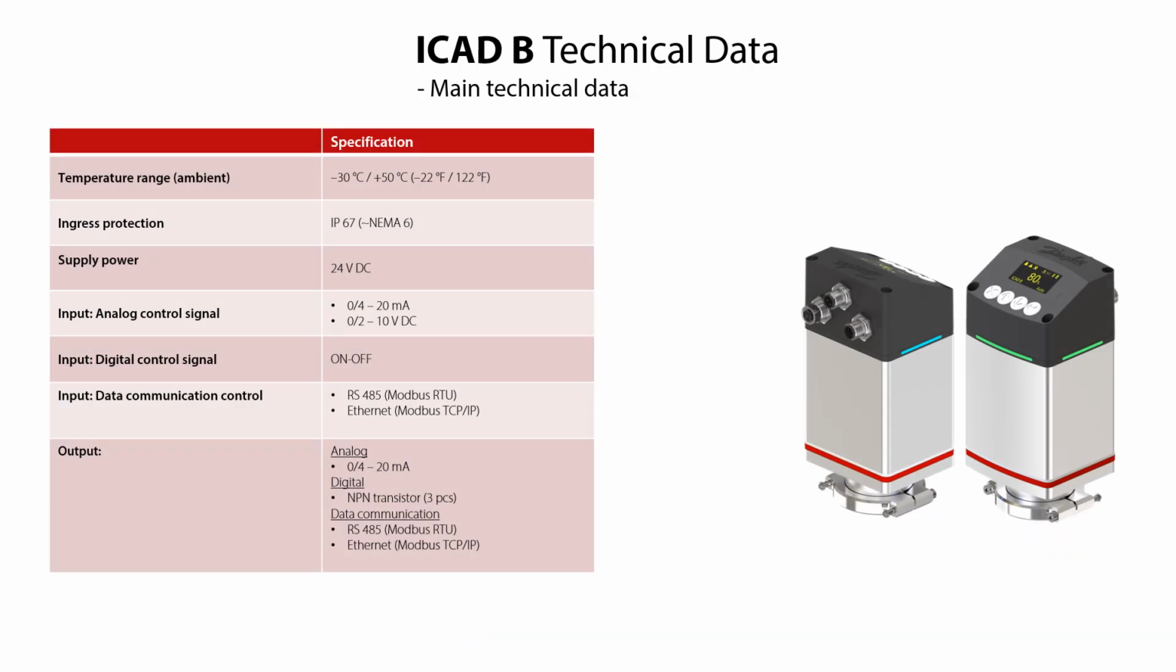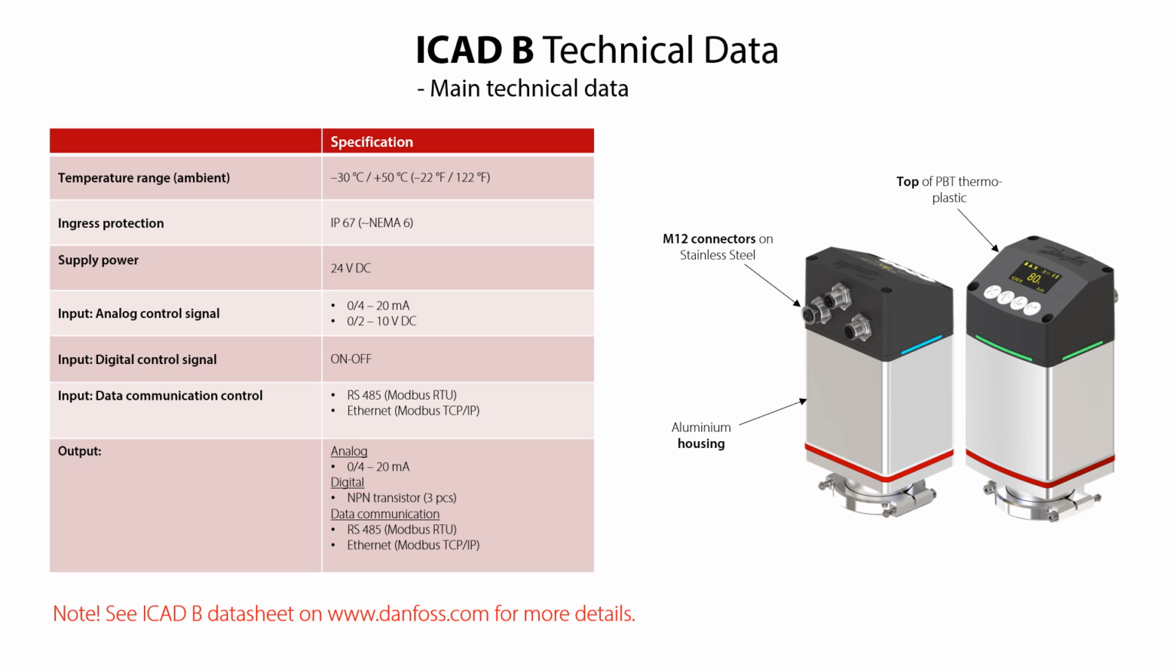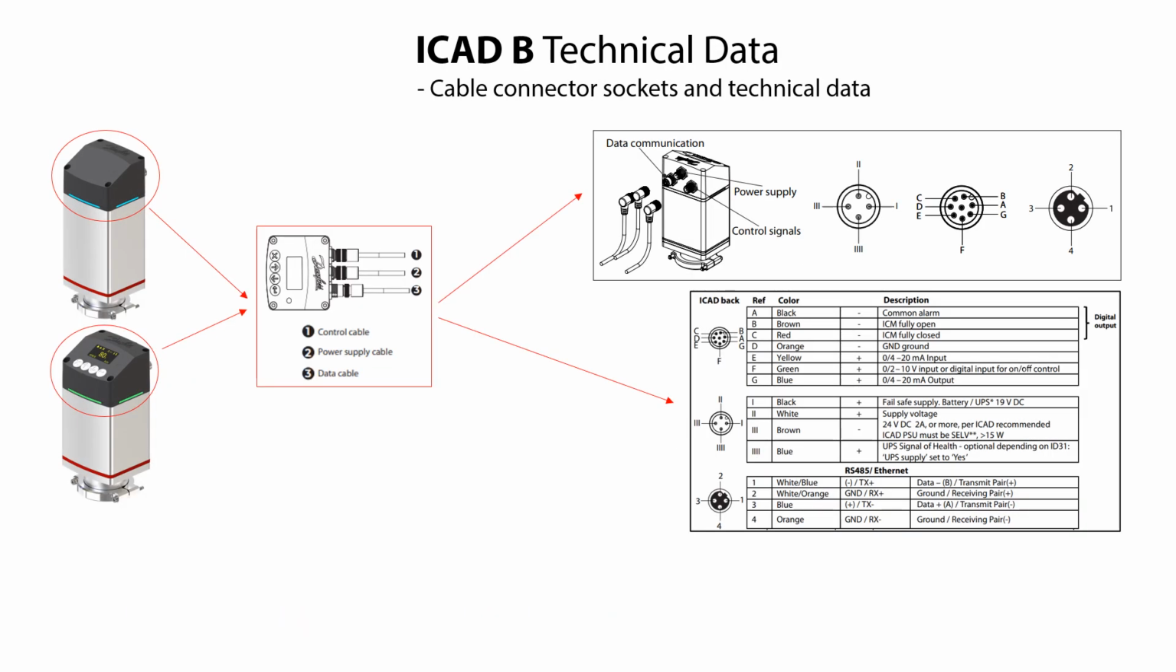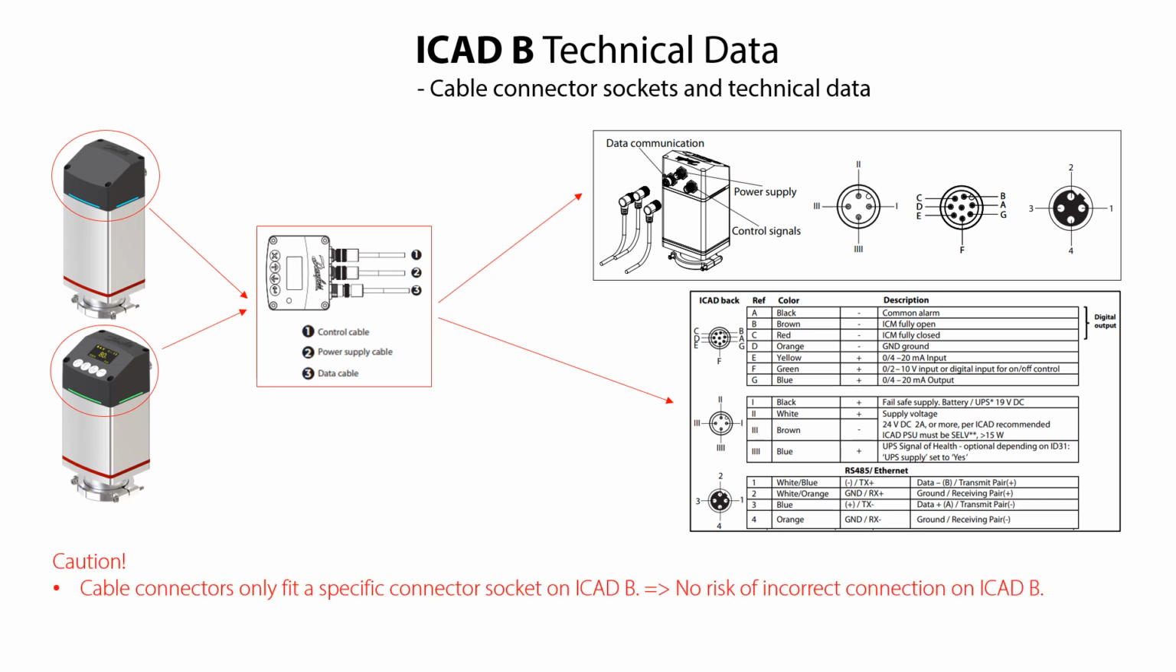Here you see some of the main technical data of the ICAD B actuator and the materials of the main ICAD B parts. We'll not go into details here, since you can find more information in the ICAD B datasheet, which is available on danfoss.com. Here you see the cable connector sockets layout on the back of the ICAD B actuator and the related technical data. As seen, the cable connectors only fit a specific connector socket on the ICAD B, so there is no risk of incorrect cable connection on the ICAD B. We'll not go into details here, since you can find more information in the ICAD B datasheet and installation guide, which are available on danfoss.com.